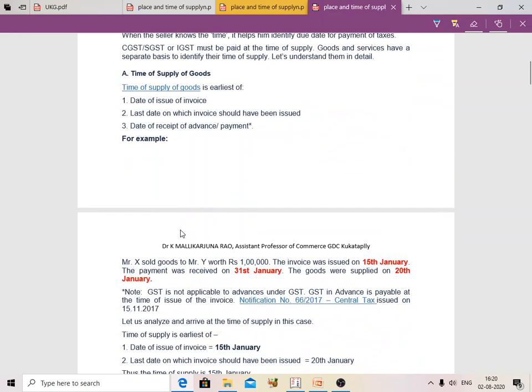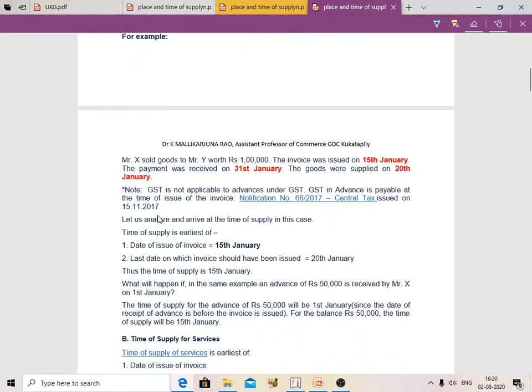Let's take an example. Mr. X sold goods to Mr. Y worth rupees 1 lakh. The invoice was issued on 15th January, and the payment was received on 31st January, but the goods were supplied on 20th January. So a single transaction includes three different dates. The invoice is raised on the 15th, the payment was received on the 31st, but the goods were issued on 20th January.